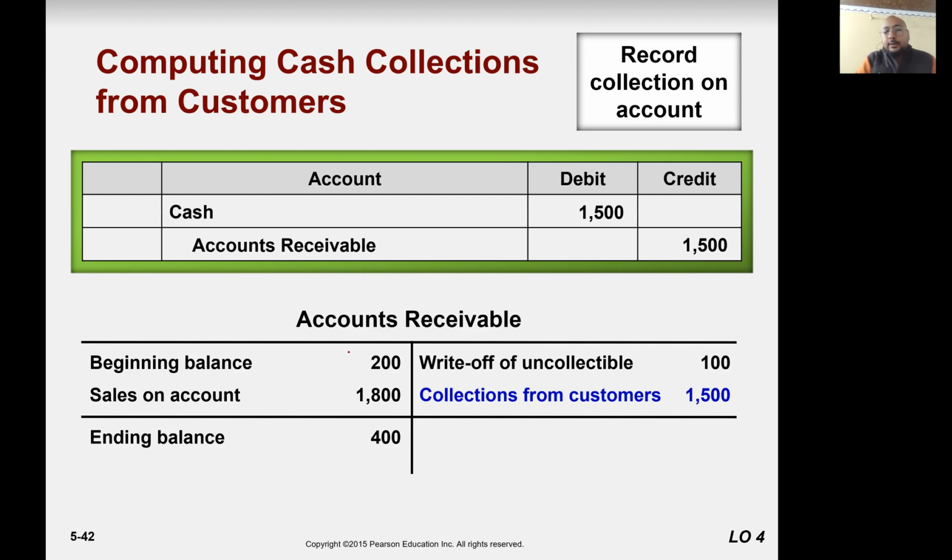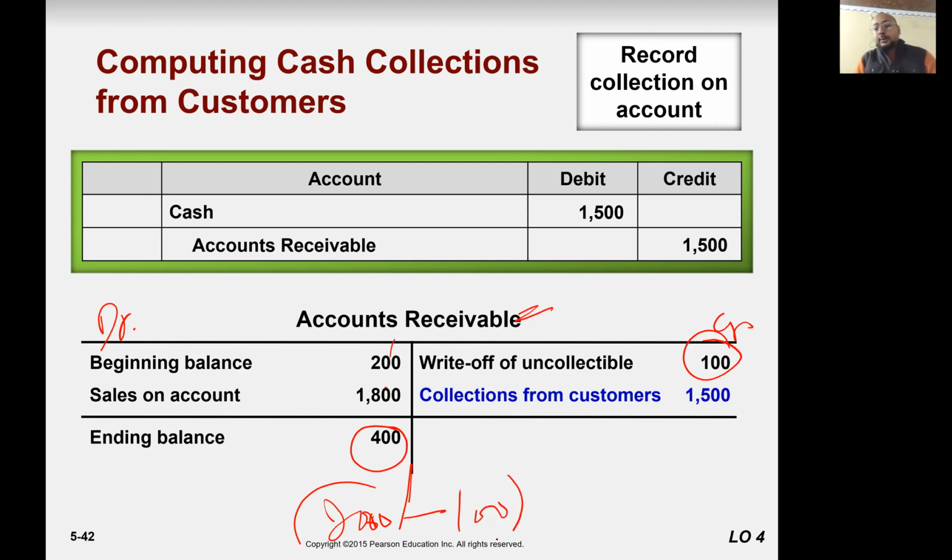So you see here that the left hand side, which is the debit side, is 400 greater than the credit side. The debit side is 2000, and the credit side is how much? 100. So how much is the difference? The difference is 1900. So 1900 minus 400. How much? Because the debit side is 400 greater than the credit side, 1500 must be the cash collection.